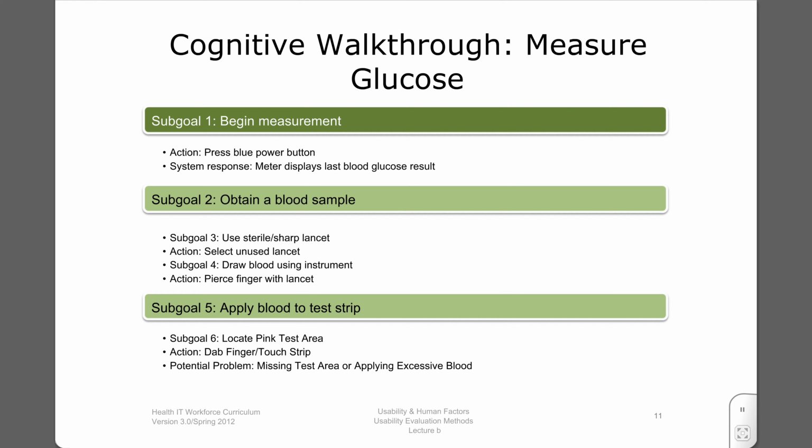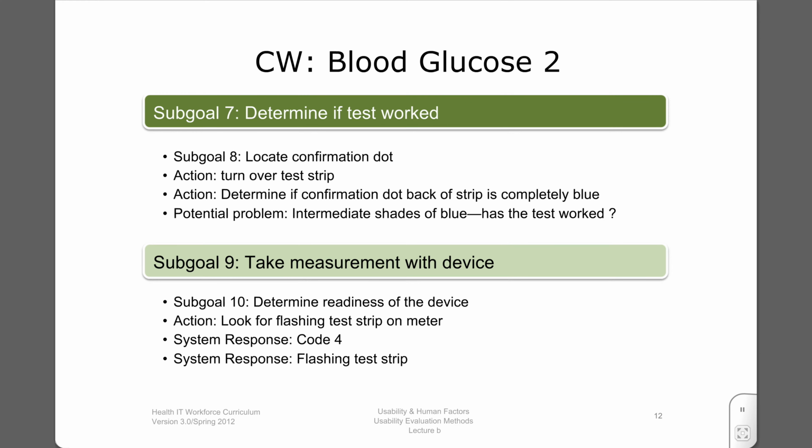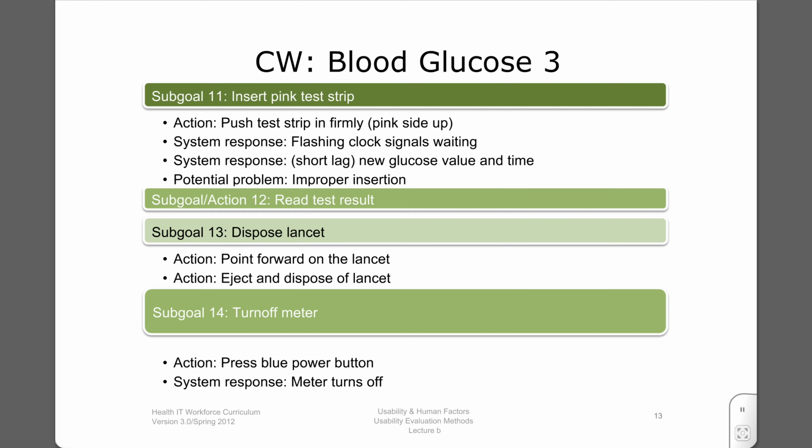Each top-level sub-goal, such as begin measurement, names a goal action structure involving one or more actions followed by a system response. Although this is a very basic task, there are quite a few steps and the process is surprisingly complex. The sub-goals on this page continue to involve preparation to take the measurement. The system response of the flashing test strip at sub-goal 9 signals that the device is ready to take the measurement. At sub-goal 12, the test result becomes available to the user.